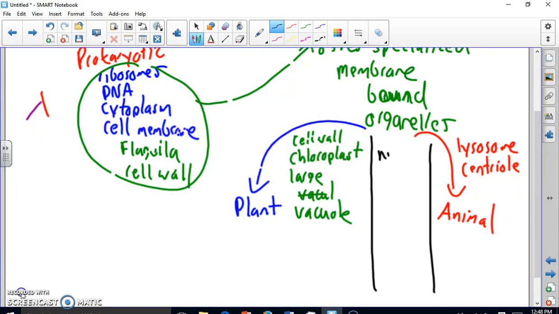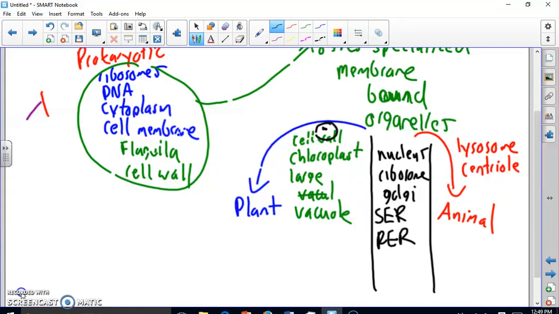They both have a nucleus. They both have ribosomes. They both have a Golgi. They both have ER, both smooth and rough. This stands for smooth ER, this stands for rough ER. Make sure you know the difference between the smooth ER and the rough ER when you do your research. They also both have cytoplasm, cell membrane. I'm not going to list all the organelles that they both have.